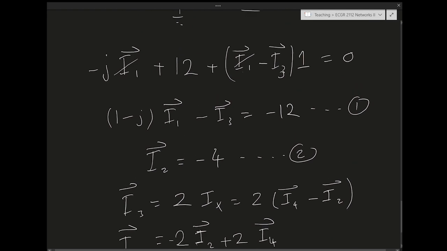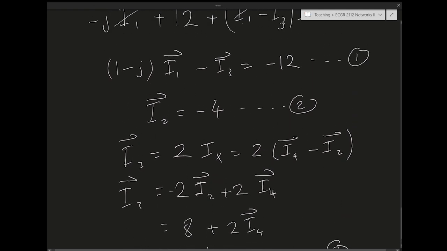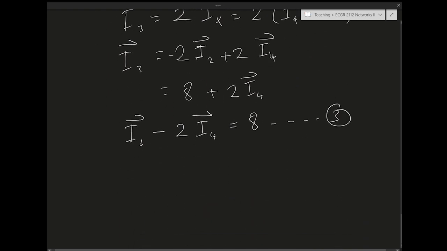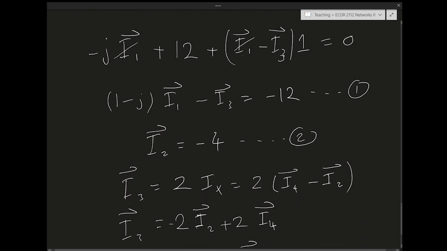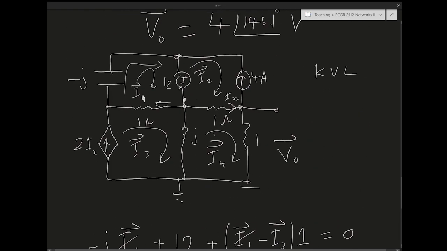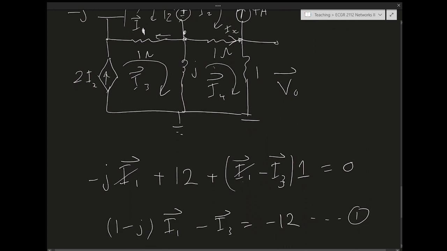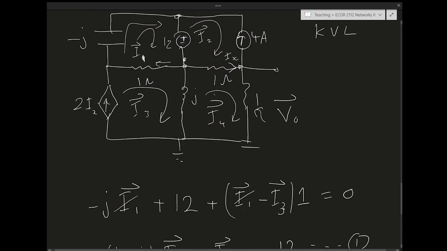Right? We don't really need to solve for I2. We only need 3 independent equations. We got equation 1, equation 3. We need now to get the final equation to solve I1, I3, and I4. And once we solve I4, we know VO. VO is just I4 times this 1 ohm resistor. So let me look at this loop now, the I4 loop.